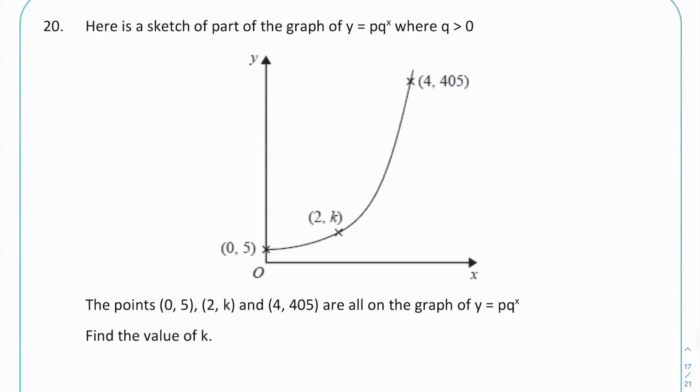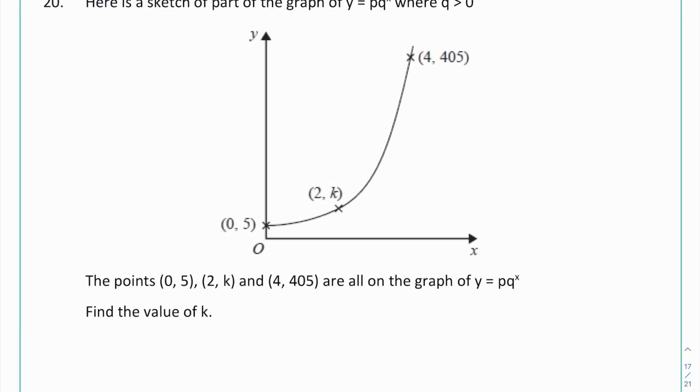So question 20, we have an exponential graph. It says here is a sketch of part of the graph with y is equal to pq to the power of x, where q is greater than 0. The points 0, 5, which we can see on the graph, 2, k, which we can also see on the curve there, and 4, 405, which we can see at the top of the curve, are all on the graph of y is equal to pq^x. Find the value of k.